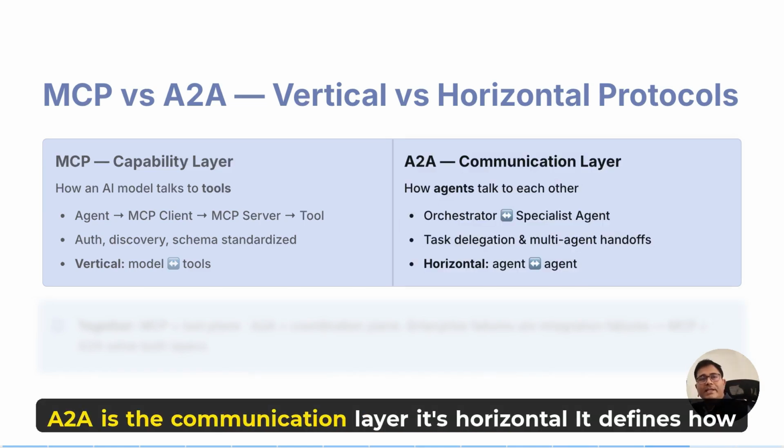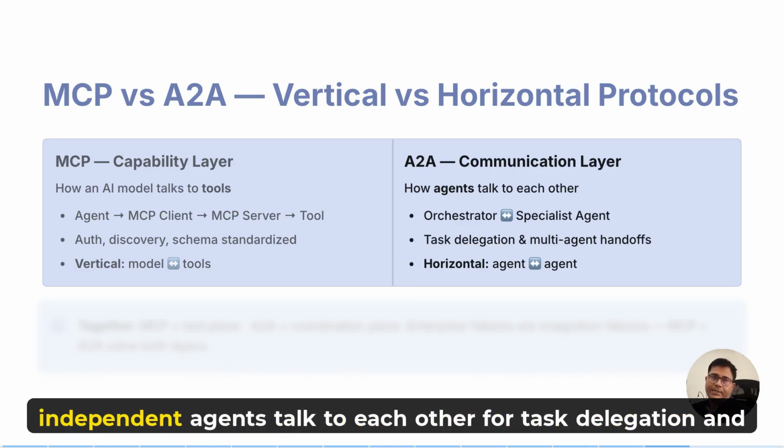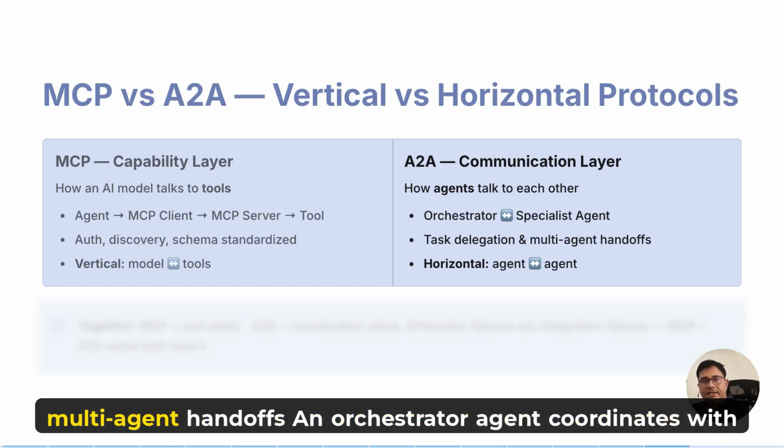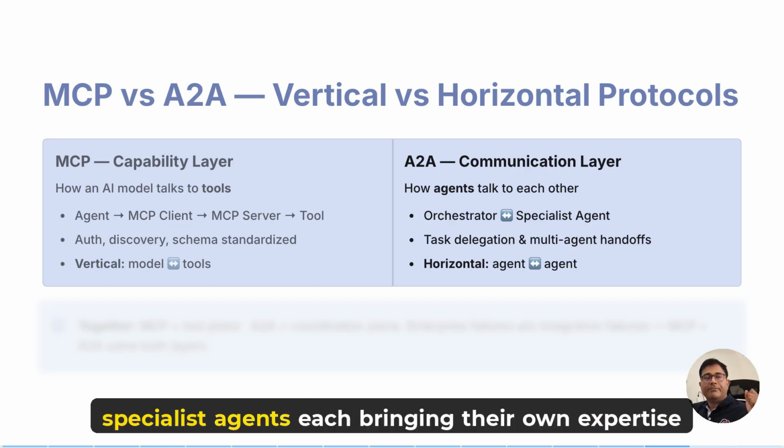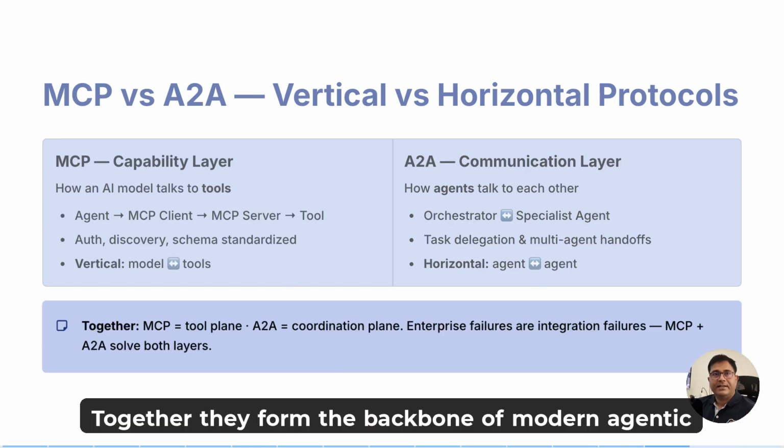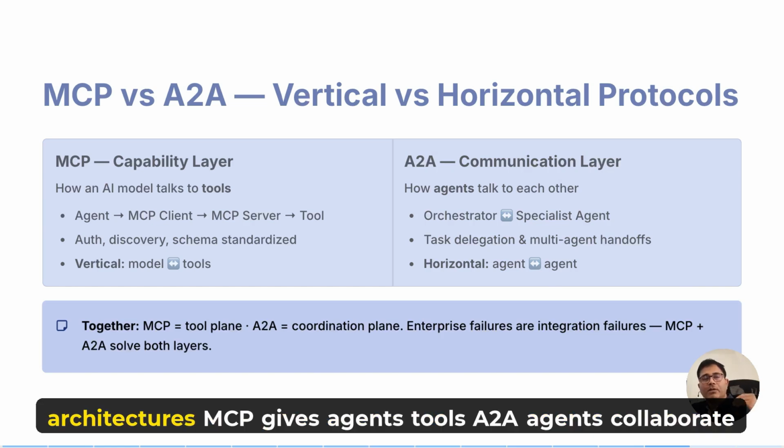A2A is the communication layer. It's horizontal. It defines how independent agents talk to each other for task delegation and multi-agent handoffs. An orchestrator agent coordinates with specialist agents, each bringing their own expertise. Together they form the backbone of modern agentic architectures. MCP gives agents tools, A2A lets agents collaborate.